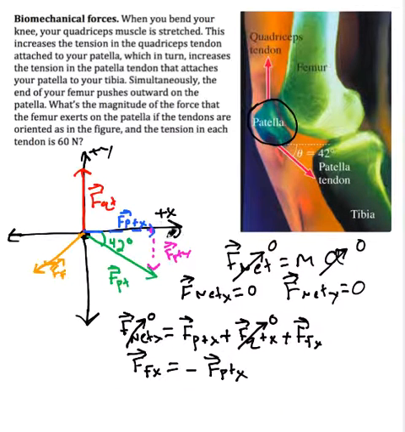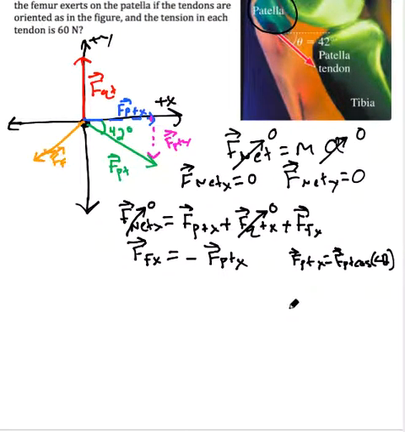So if we want to find out the magnitude of this, we can use our trig functions, and we can say that FPTx equals FPT cosine 42. And now, how did I get that? So if we look at our cosine function, cosine 42 will equal adjacent, which we can see the adjacent is FPTx, over hypotenuse. And we can see the hypotenuse is actually just FPT.